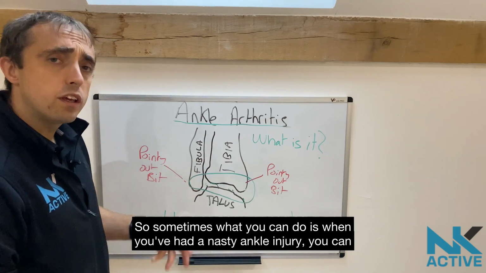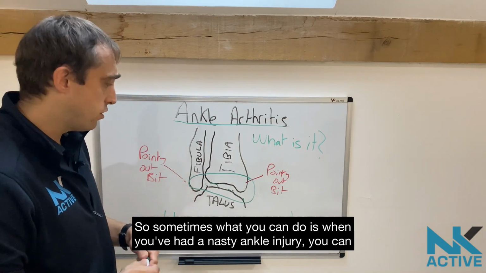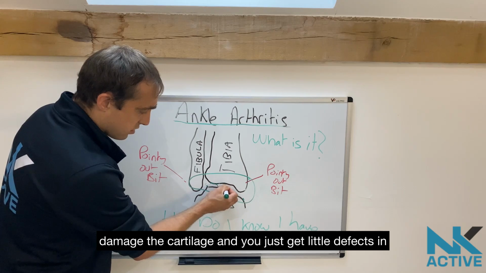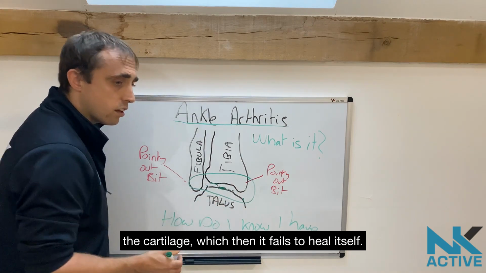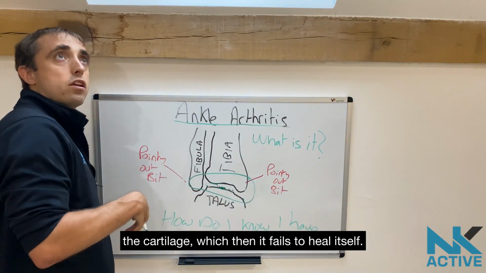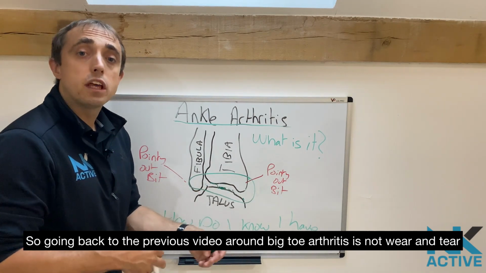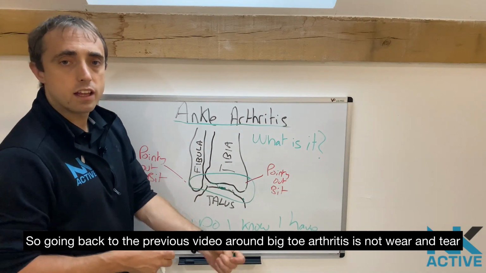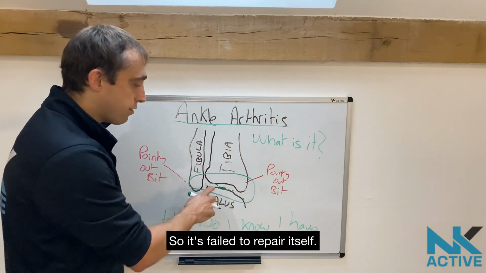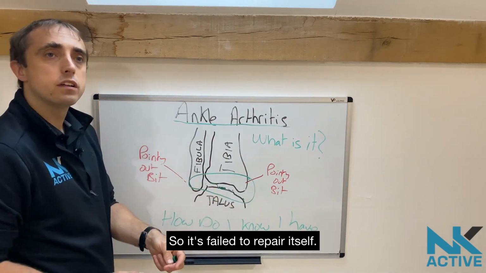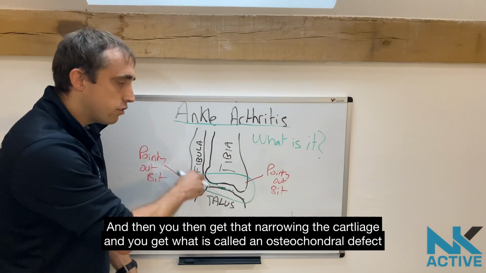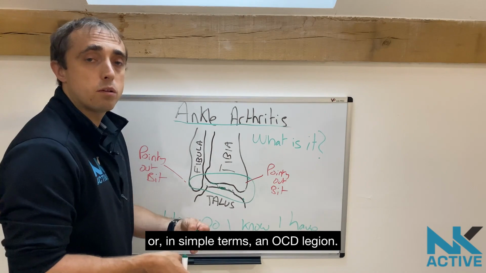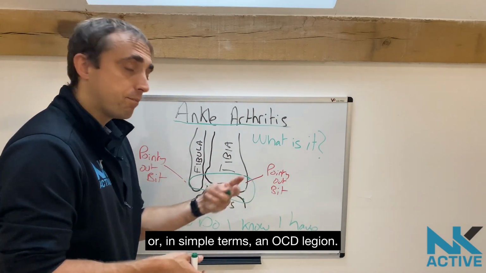So sometimes when you've had a nasty ankle injury, you can damage the cartilage and you just get little defects in the cartilage, which then fails to heal itself. So going back to the previous video around big toe arthritis, it's not wear and tear, it's wear and repair. So it's failed to repair itself, and then you get that narrowing of the cartilage and you get what is called an osteochondral defect, or in simple terms, an OCD lesion.